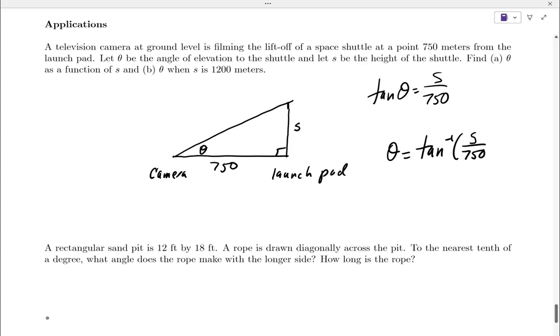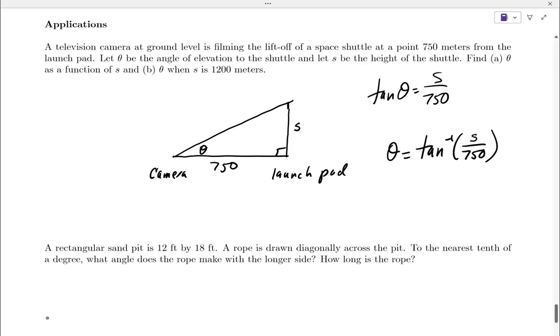My S's and my 5's look way too much alike. Whatever. So that was what the problem was actually asking for. We solved that for theta. So when you plug in an S, you're supposed to get an angle. I just need to do that one last step for that.